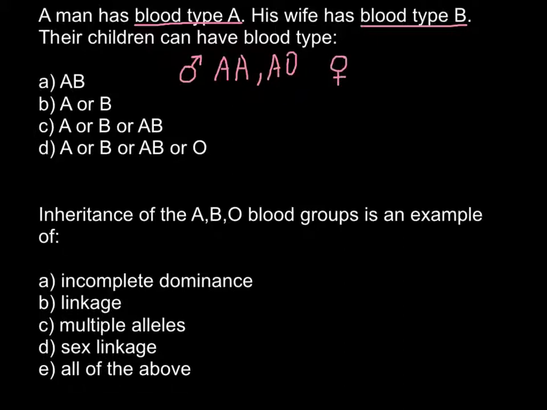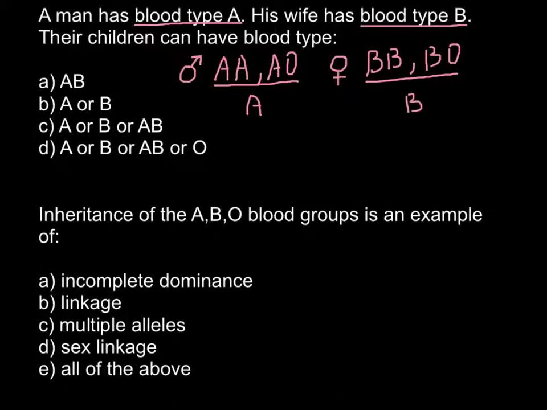And his wife has blood type B, so here is a sign for the female, and blood type B can be produced by two genotypes. One is capital B, B, and another one capital B, O. So these two genotypes here would equal one phenotype A, and these two genotypes here would equal one phenotype B.